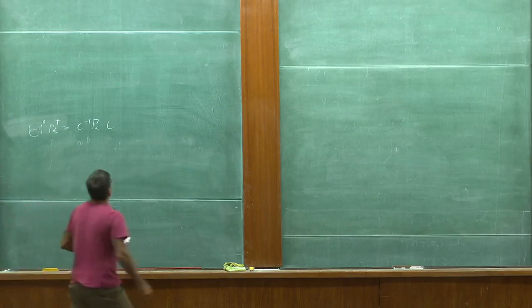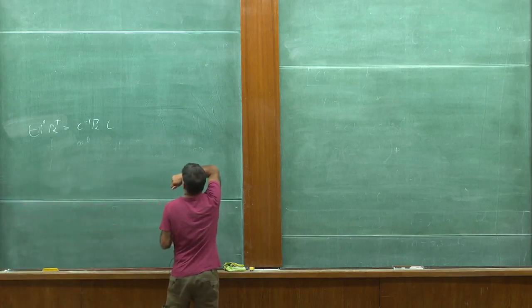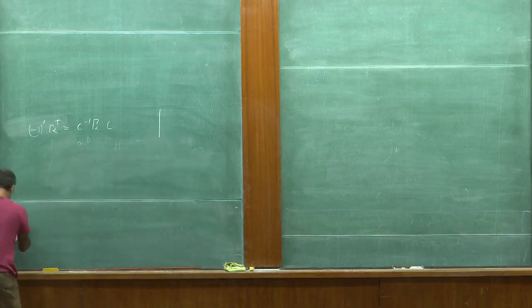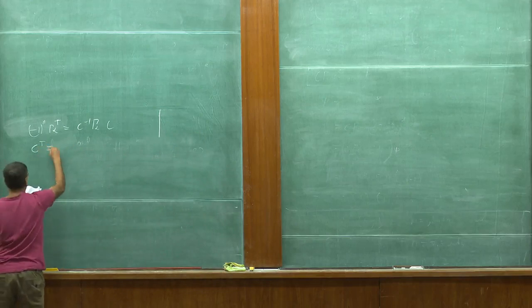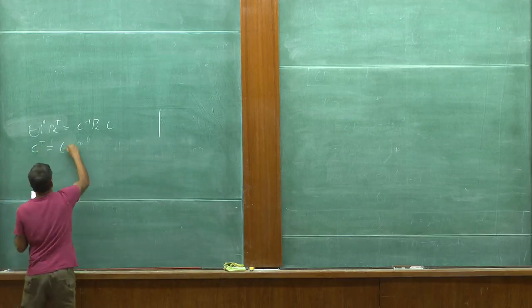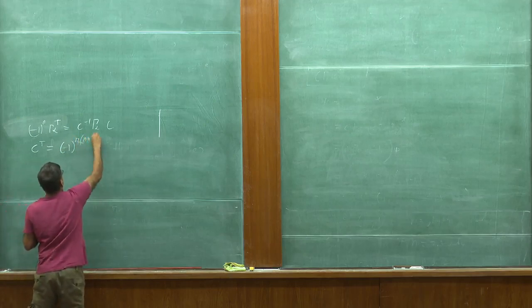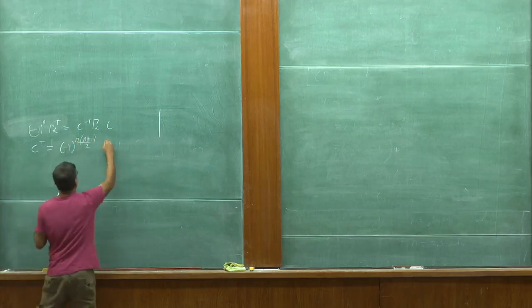This was one equation that will be useful. The second equation that will be useful is that C transpose was equal to minus 1 to the power n into n plus 1 by 2 C.